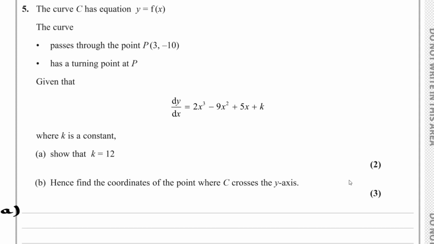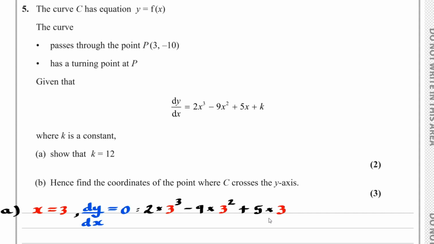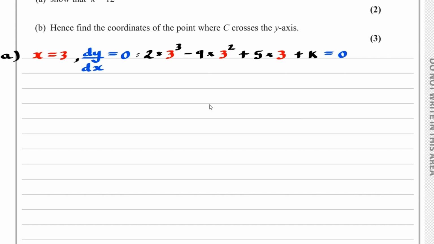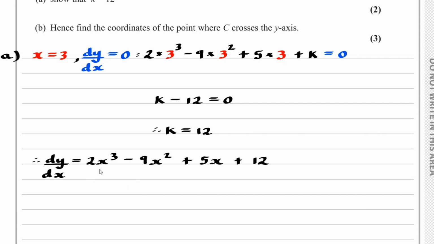We know for part A that we've got a turning point at P. Now P has an x coordinate of 3, and because we've got a turning point, dy over dx is equal to 0. So when x is 3, dy over dx equals 0. Let's substitute this into dy over dx. So we have 2 times 3 cubed, subtract 9 times 3 squared, plus 5 times 3 plus k. This is equal to 0. And if we simplify this, we end up with k subtract 12 equals 0, in which case you can see k is 12. And now that we know what k is, we can conclude dy over dx is equal to 2x cubed subtract 9x squared plus 5x plus 12.